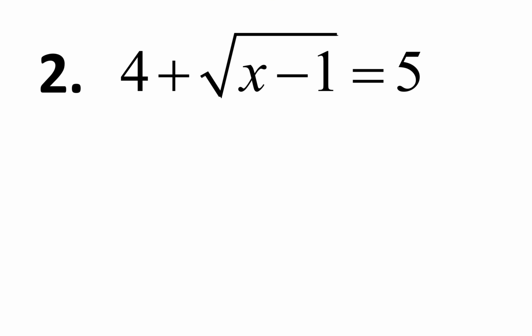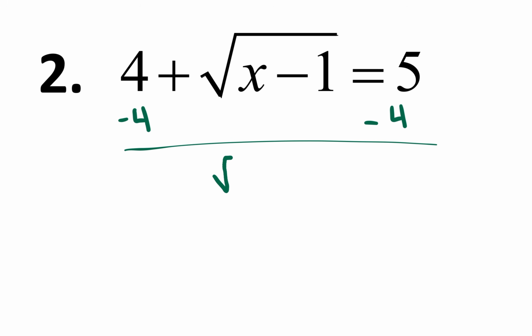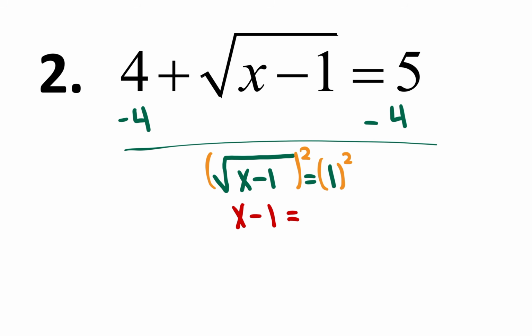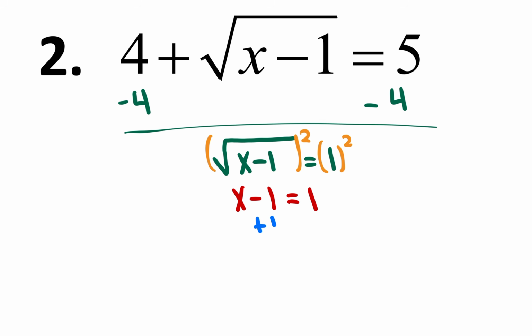Moving on to the next question, we have 4 plus the square root of x minus 1 is equal to positive 7. My first step is to subtract 4 on both sides. This will leave me with the square root of x minus 1 is equal to positive 1. I will then square both sides. And this will leave me with x minus 1 is equal to positive 1. I will then add 1 to both sides. This will leave me with x is equal to positive 2 as my final solution.